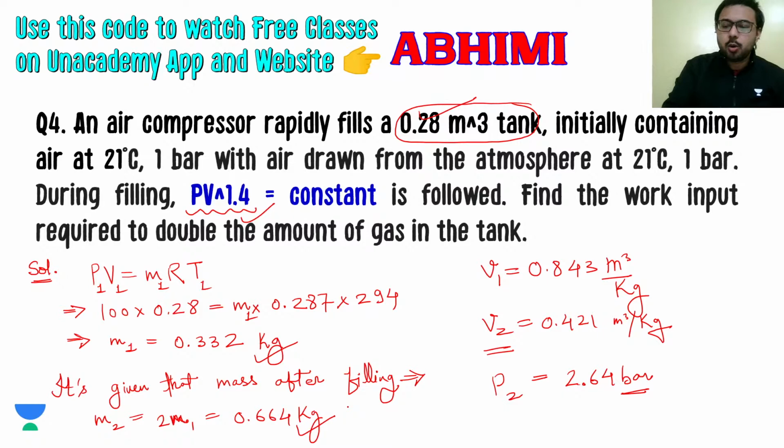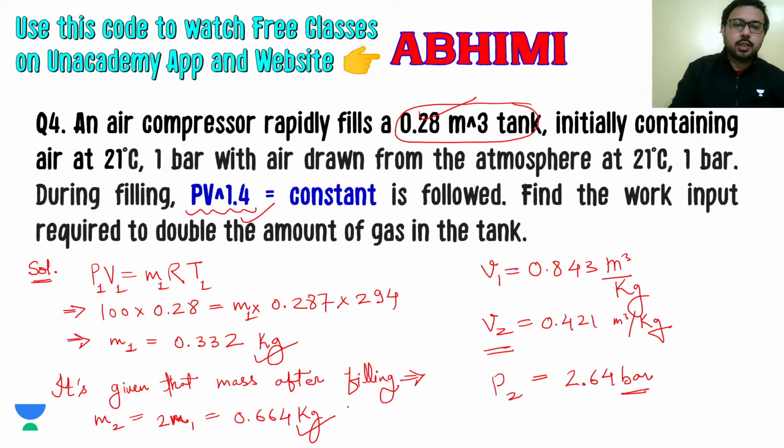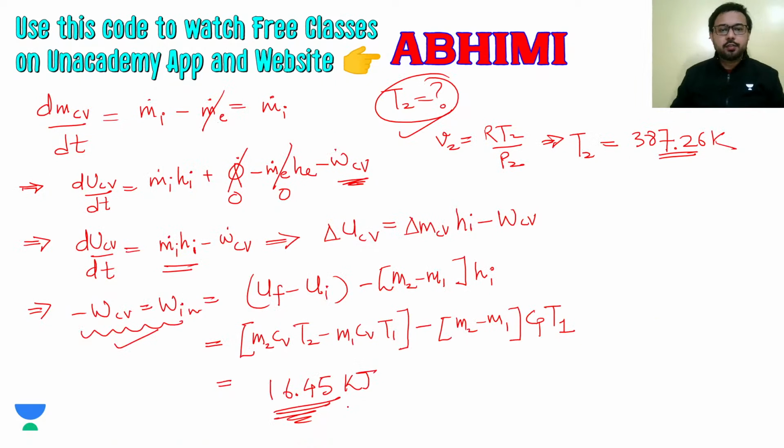Then we use this unsteady flow equation to find this work input, and to do that we need the temperature T2, and to find that we use the ideal gas law and the filling process equation that was given in the question. And after that we calculated the final answer as 16.45 kilojoule.